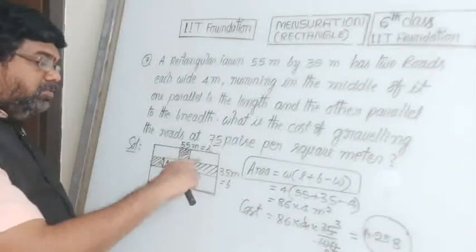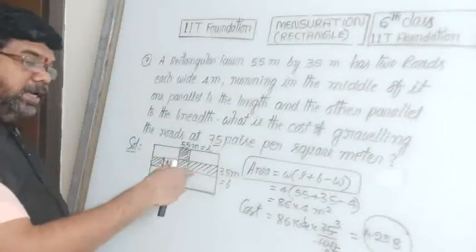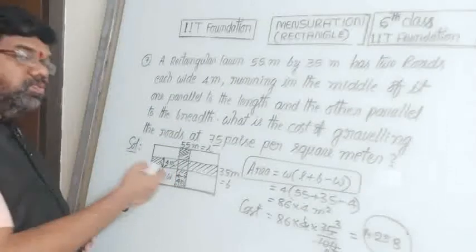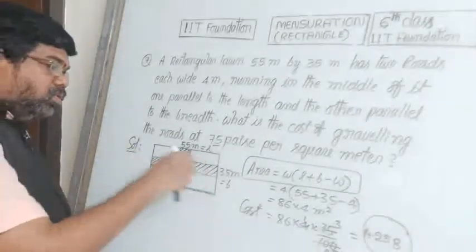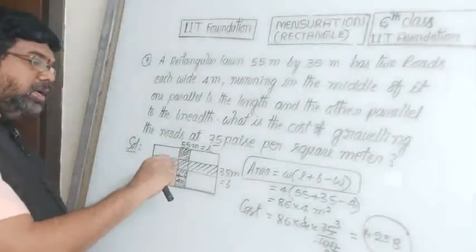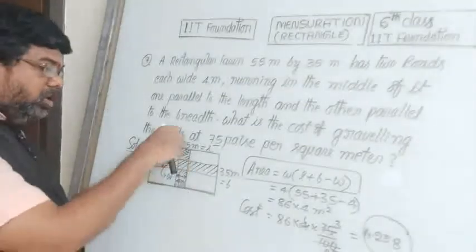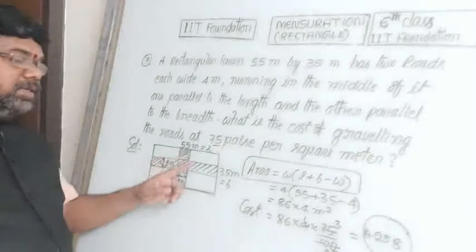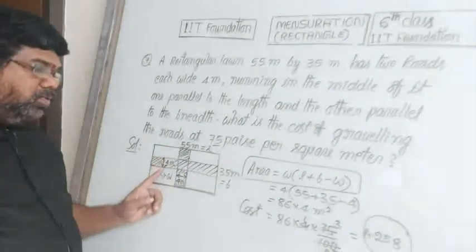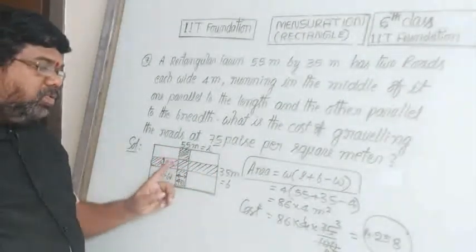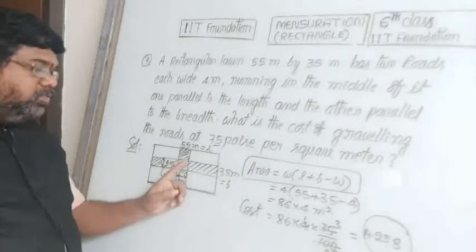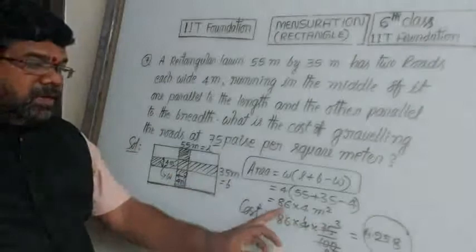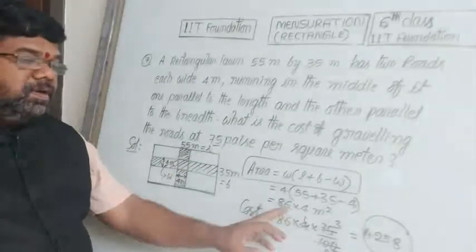Length is how much? It is 55 into 4. We get the area. Now this road area also you have to calculate. This is 35 into 4. But in this road and in this road, this middle part is to be taken 2 times. This middle part is covered in both roads, so you have to subtract it. Add these two: 55 into 4 plus 35 into 4 minus 4 into 4. On simplification, you get the same answer, 86 into 4, you get the area.